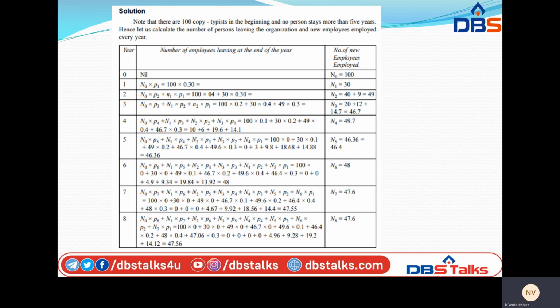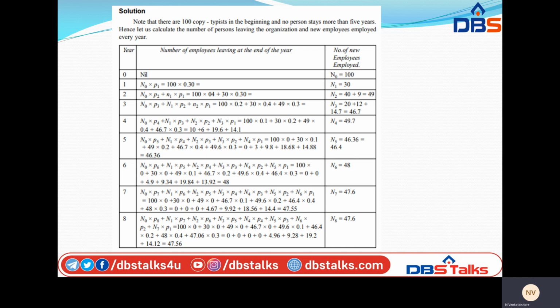We already mentioned that every time we need to maintain a constant value, that is 100. So however many are left out, the same number is to be replaced with new ones. So 30 are new members. So here we need to add the new members only. Then what about the second year?